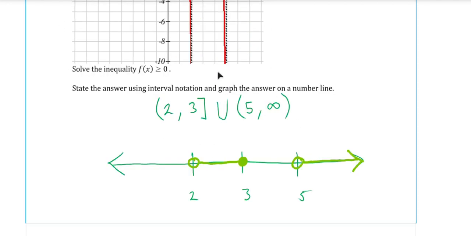If you wanted to plot such a set on the number line, I would do it in the following way. This interval goes from 2 open to 3 closed. Then we skip a little space here and start again at 5 open to infinity, which we show this way.